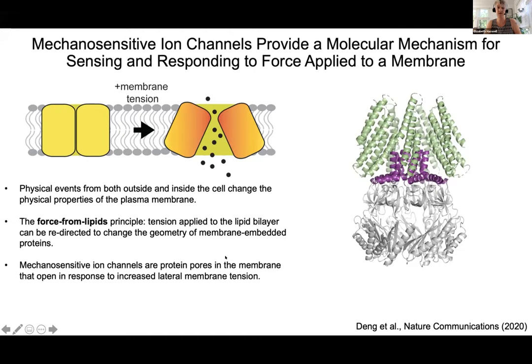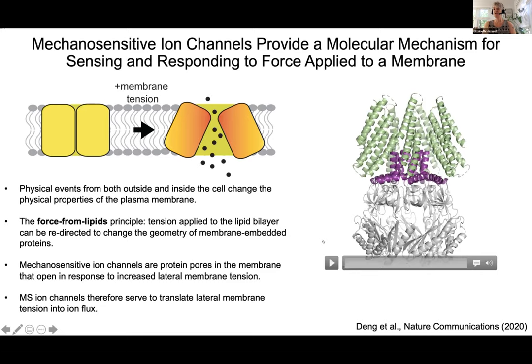So mechanosensitive ion channels are protein pores in the membrane. They allow ions or osmolytes to cross the membrane down their electrochemical gradient, and they do so in response to increased lateral membrane tension. I like to think of mechanosensitive ion channels as translators, where they translate the language of physics in the form of tension into the language of biology in the form of ion transport.